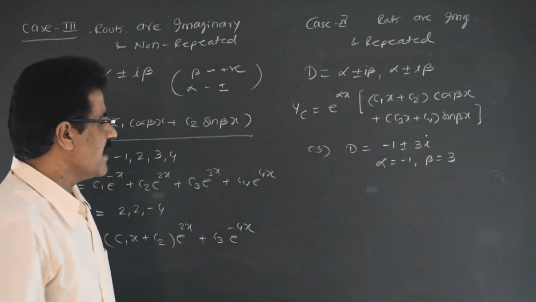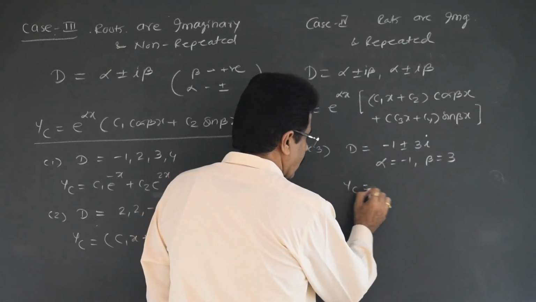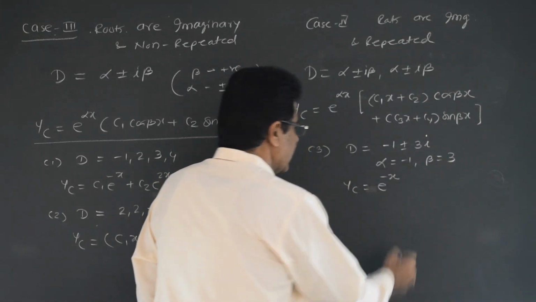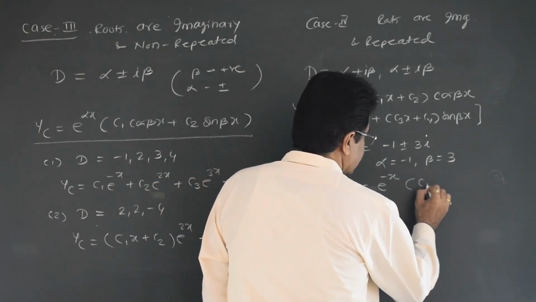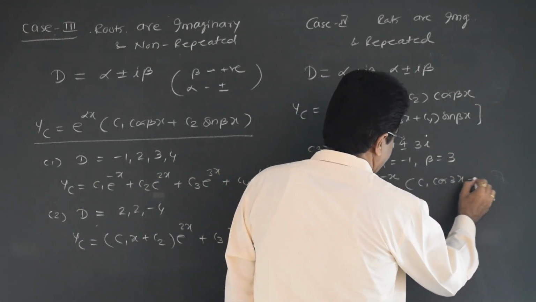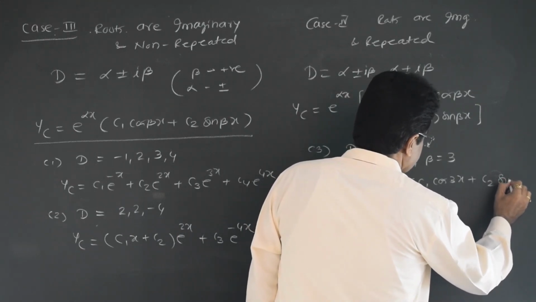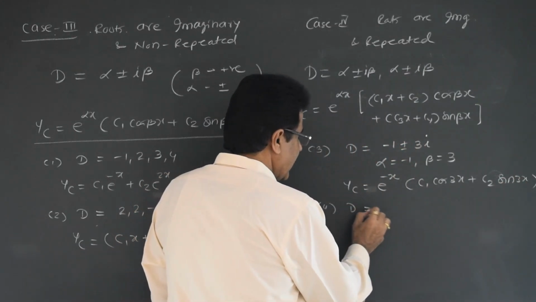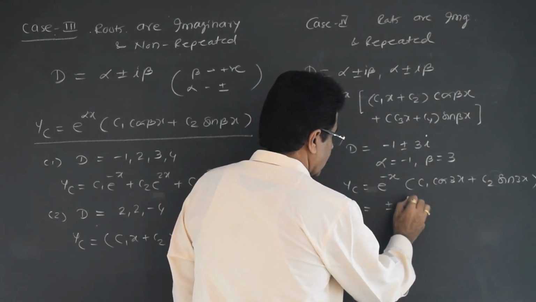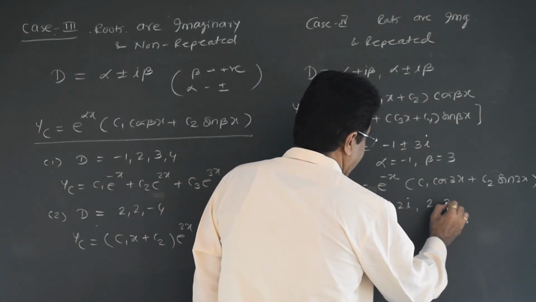So roots are imaginary. So yc is equal to, according to the formula, e raised to alpha x, means e raised to minus x, and in bracket we can write c1 cos of 3x plus c2 sin of 3x. And let us take one more. If D is equal to plus or minus 2i, 2 and 3.